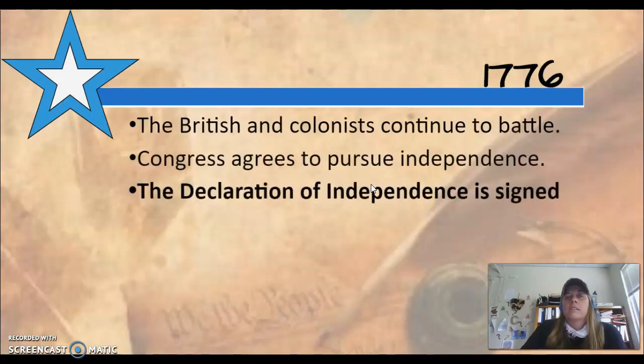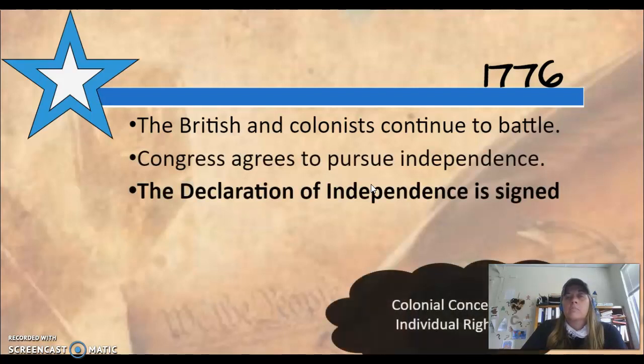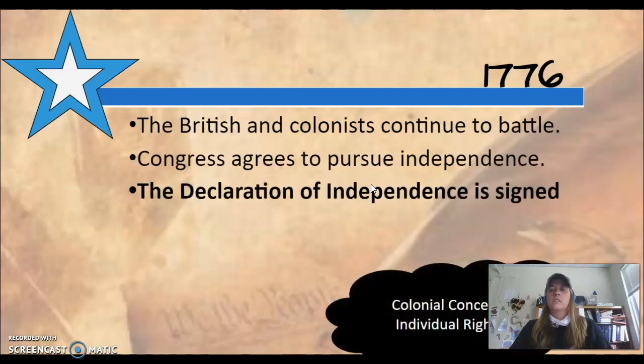The British and the colonists continue to battle. Congress agrees to pursue independence. The Declaration of Independence is signed.